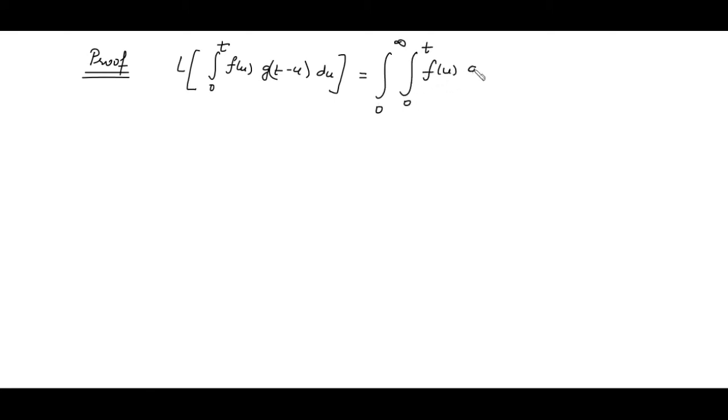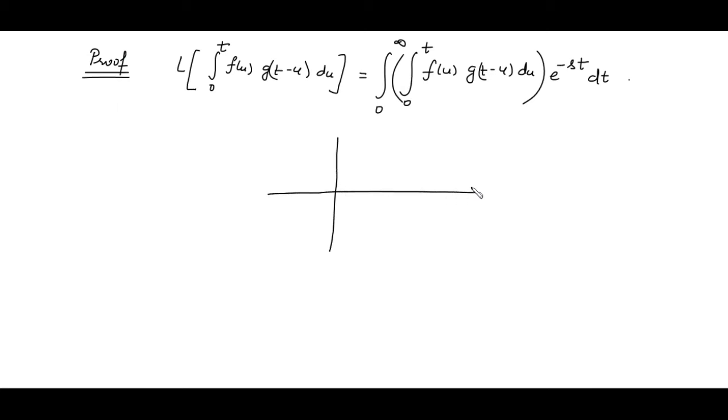We can prove it from the left side as well as from the right side. So let's consider the left side. We have to find the Laplace of the integral 0 to t f(u) g(t - u) du. That is the integral 0 to infinity of the integral 0 to t f(u) g(t - u) du times e to the power minus st dt. So we apply the definition of Laplace. Now we have to reverse the order of integration.